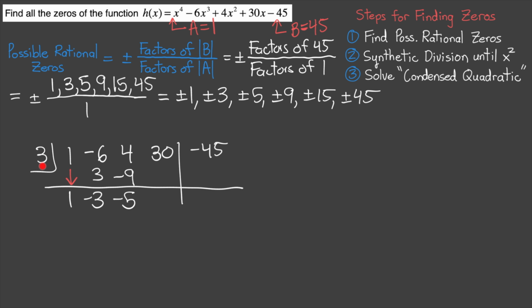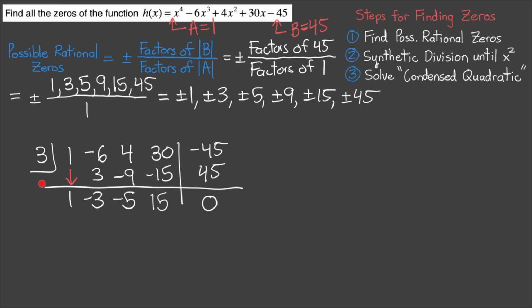Multiply negative 5 times 3. Negative 15. 30 minus 15 is 15. Then we multiply 15 times 3, which gives us 45. Uh-oh, we have a winner here. So we got a 0. So that's good news. That means 3 is a 0.